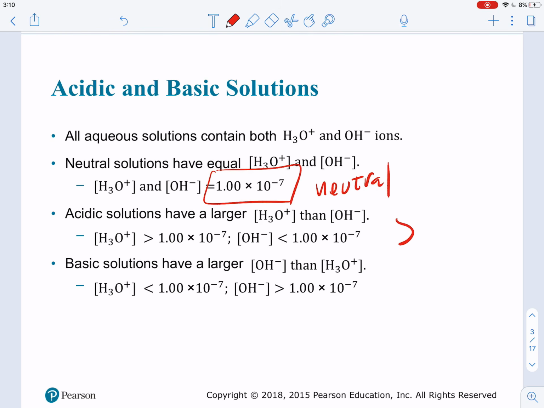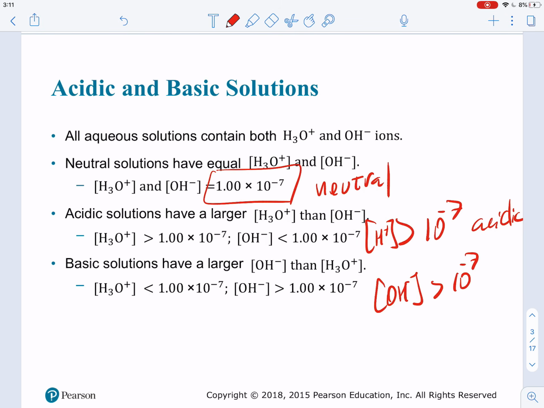Then concentrations larger than, if we are talking about acids, if H plus is larger than 10 to the negative 7, then it's acidic. If OH minus is larger than 10 to the negative 7, then it's basic. Okay, and then you can establish the relationships there. So what happens with the H plus in a basic medium? If the concentration of OH minus is larger, then the concentration of H plus is smaller. But the point is, the cutoff is 10 to the negative 7.